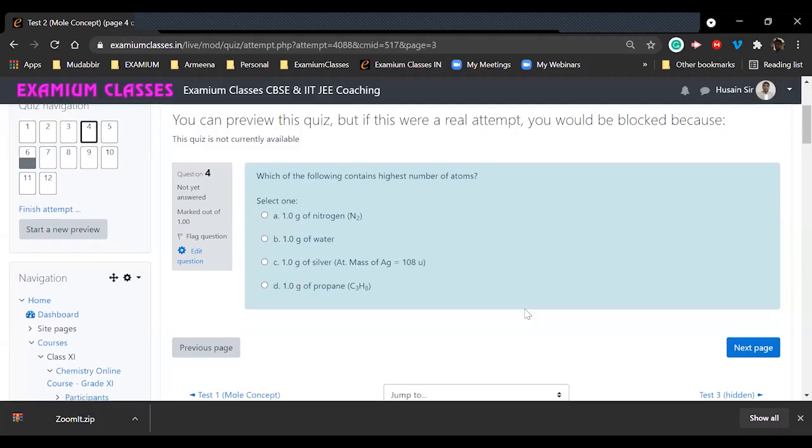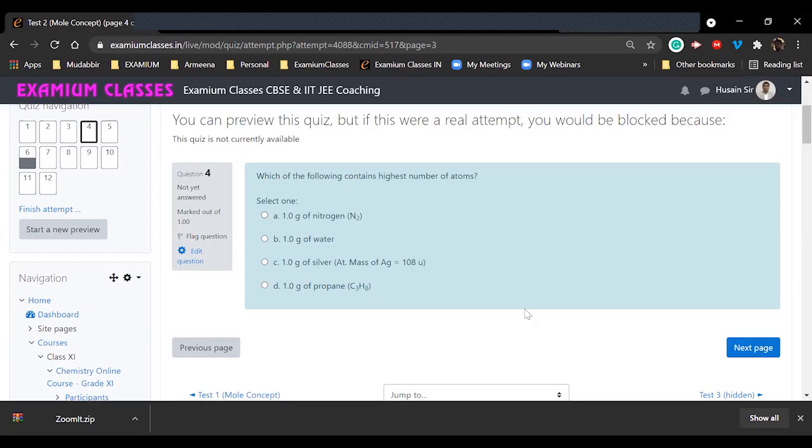Is there any confusion in this one? Which of the following contains the highest number of atoms? We have done these types of questions quite a few times. The one with the lowest molecular mass, or a lot of atoms in the molecule, will have the highest. You need to understand that the question is talking about the number of atoms, not the number of molecules.